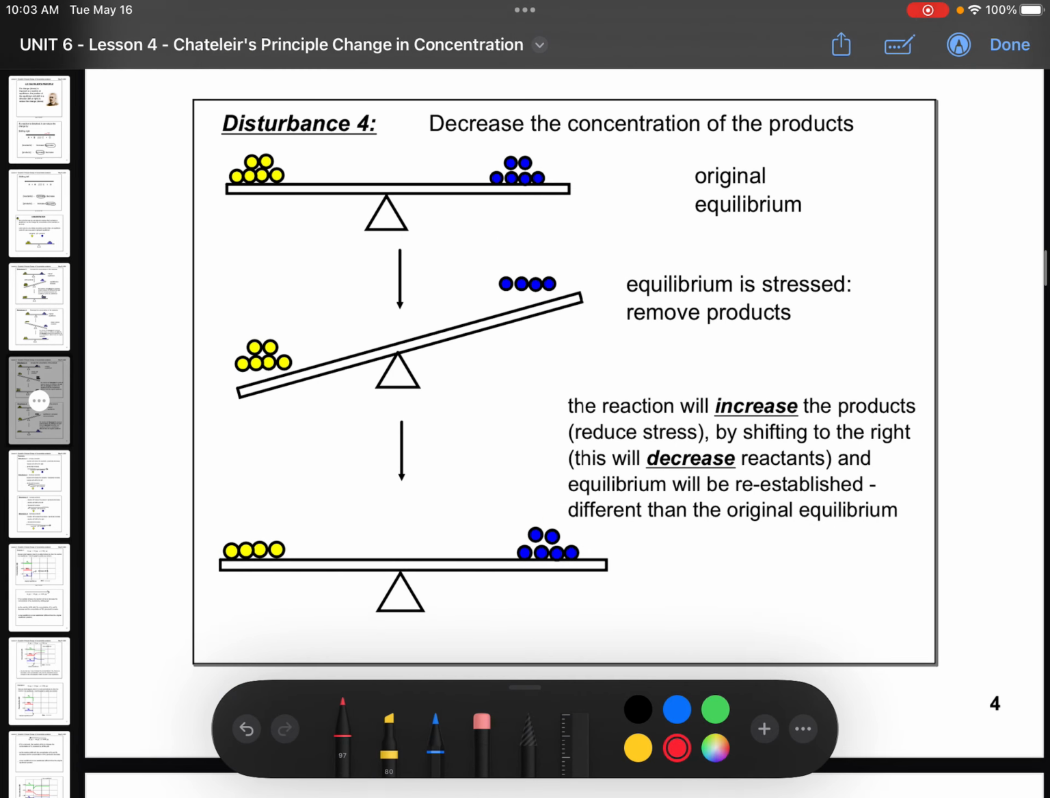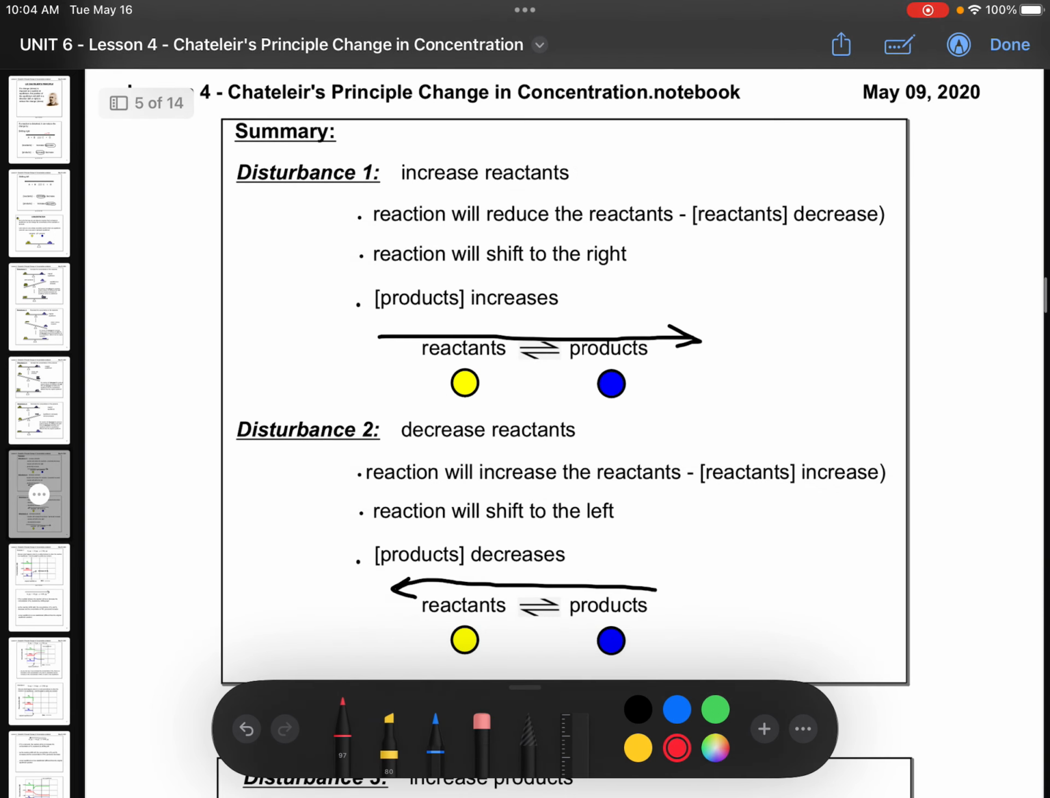The third is based off of the concentration of products, so increasing our concentration of products. So in order to reduce that, we have to decrease the products, shift to the left, and this will increase our reactants. And then our fourth is a decrease in the concentration of products. So we remove the products. This causes an imbalance, and in order to reduce that stress, we increase the products by shifting to the right, by taking those reactants and putting them towards the products.